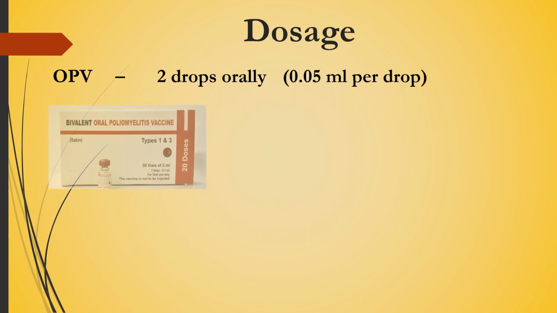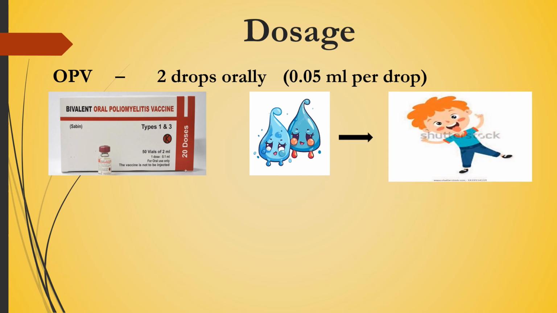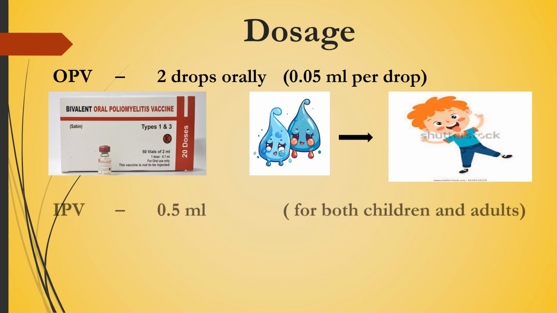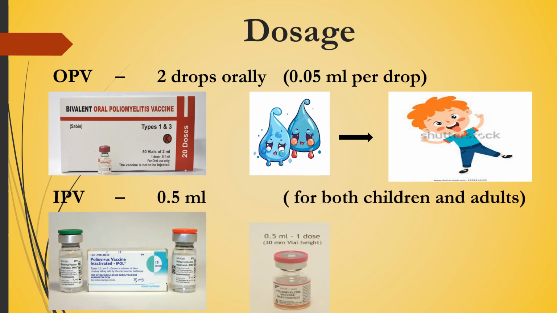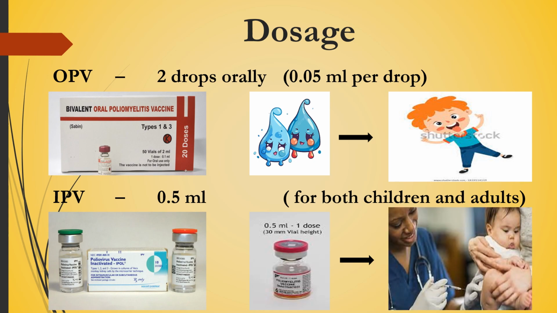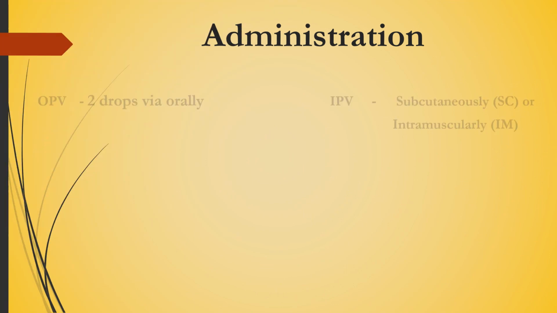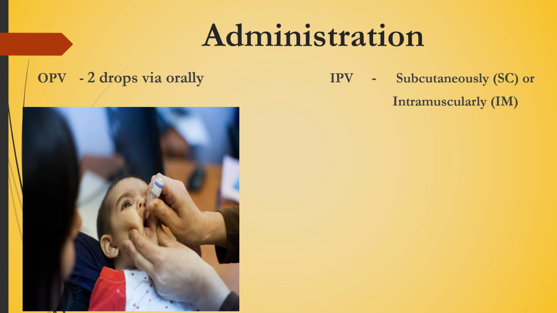Oral polio vaccine is administered as 2 drops orally. It's approximately 0.1 ml. Injectable polio vaccine dose for infants and adults is 0.5 ml. When administering oral polio vaccine, you should tilt the child's head back, then squeeze the cheeks gently or pinch the nose to open the mouth. Put 2 drops on the child's tongue. Please repeat the process if the child spits out the vaccine.